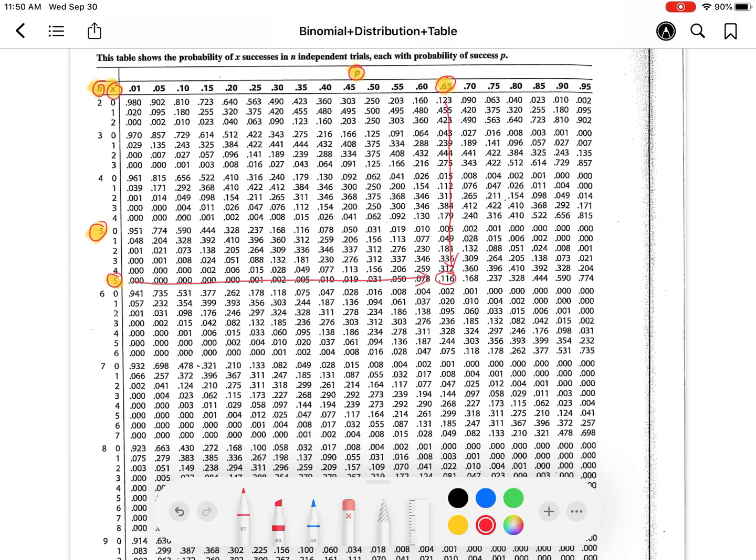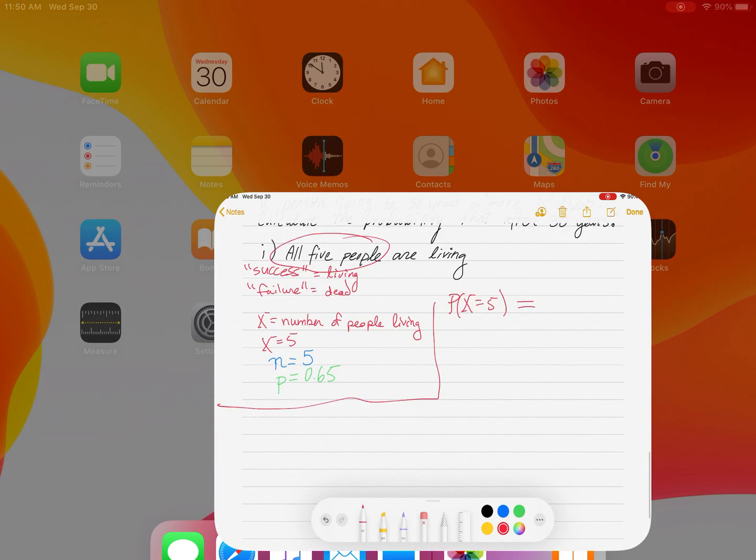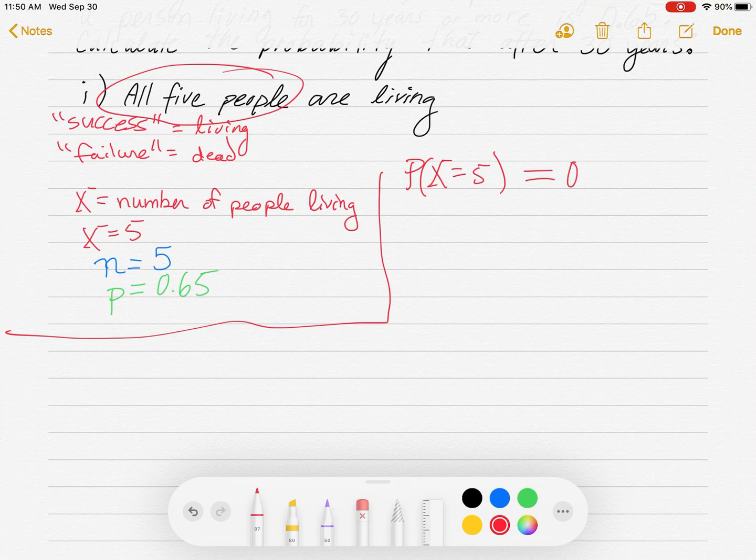So again, I found the n, which was 5. I found the x, which was 5. And I found the p here, which is 0.65. And I matched all that up. I got 0.116. So 0.116 is the probability that all 5 of those people will still be alive after 30 years. That's it.